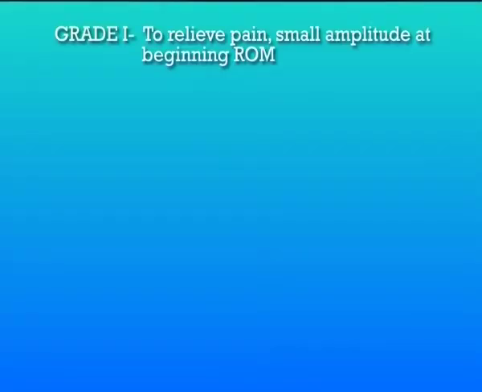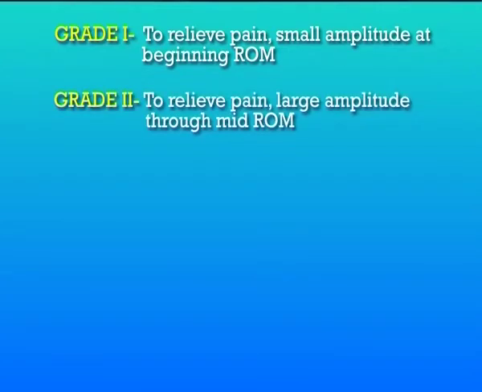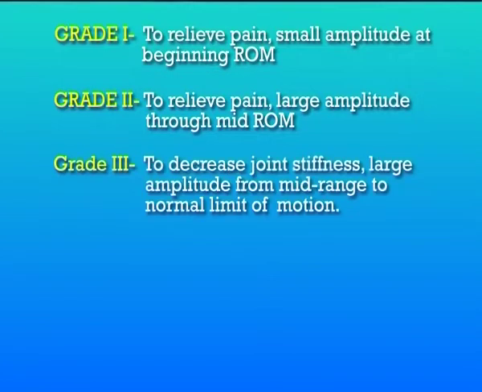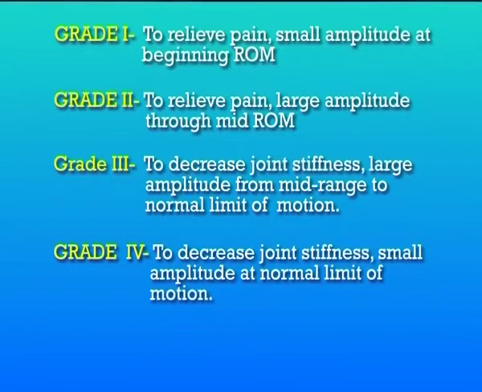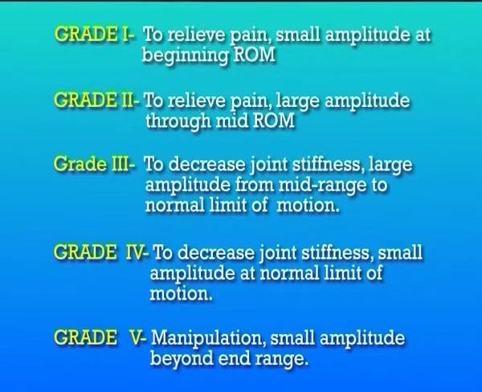There are 5 grades in this type of mobilization. First grade is to relieve pain, small amplitude at the beginning of the range of motion. The second grade is to relieve pain, large amplitude through mid range of motion. The third grade is to decrease joint stiffness, large amplitude from mid range to the normal limit of motion. The fourth grade is to decrease joint stiffness, small amplitude at the normal limit of motion. And the fifth grade is manipulation, that is small amplitude beyond end range.